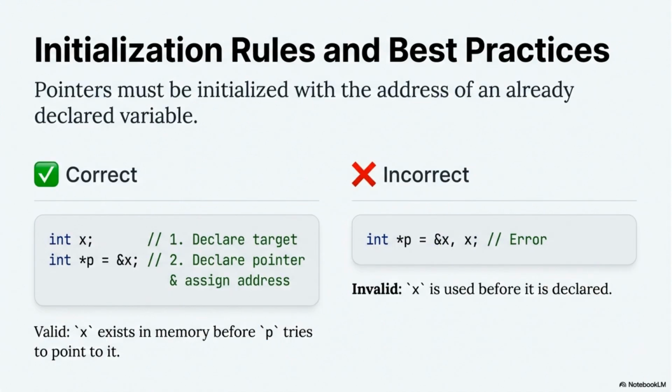Pointers must be initialized with the address of an already declared variable. It is correct to declare the target variable first, and then the pointer. Attempting to assign an address to a pointer before the variable is declared will result in an error.